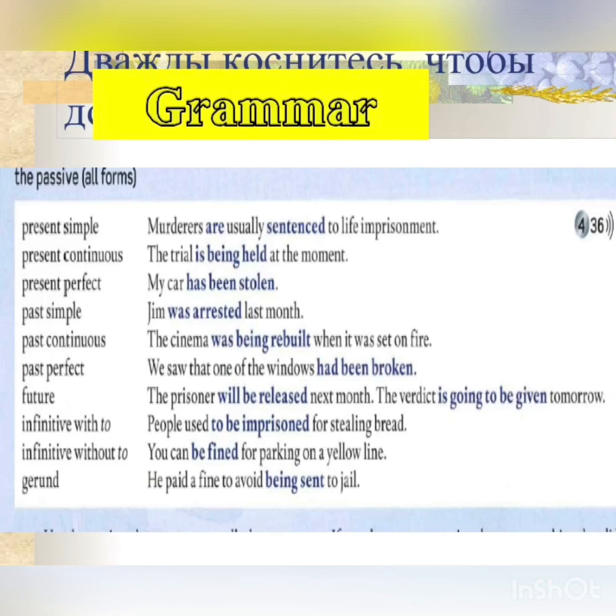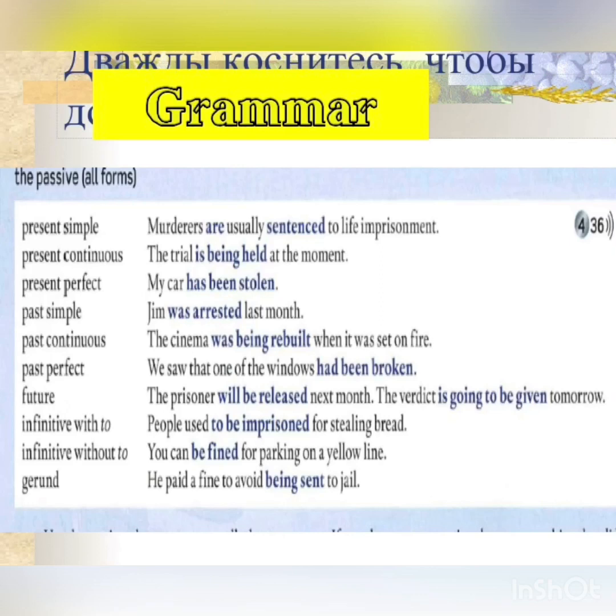Present simple. Murderers are usually sentenced to life imprisonment. Present continuous. The trial is being held at the moment. Present perfect. My car has been stolen. Past simple. Jim was arrested last month. Past continuous. The cinema was being rebuilt when it was set on fire.